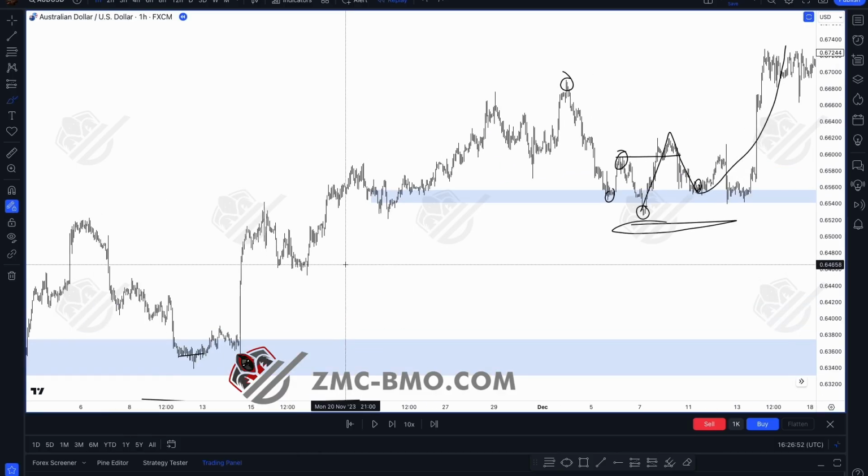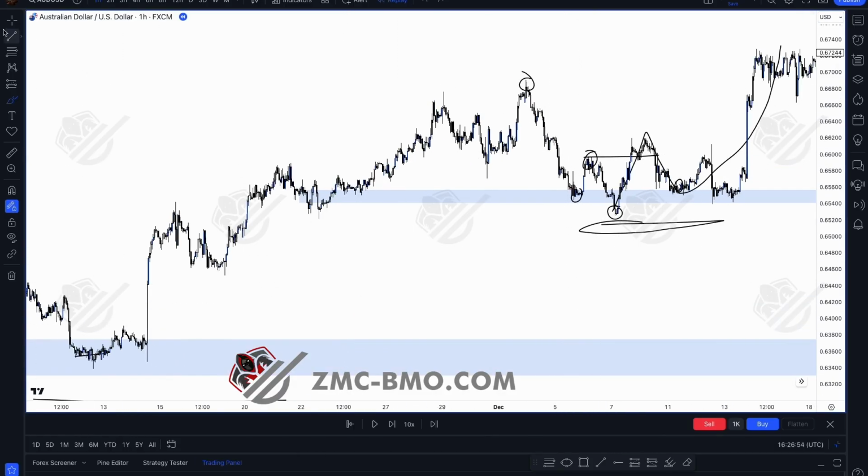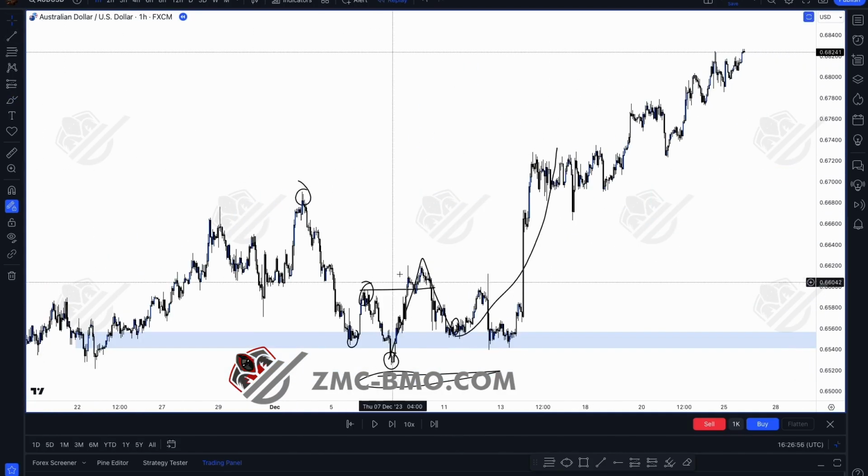Or if you want to be a bit more conservative, in this example, wait for the structural shift which happened here, wait for the pullback, stop loss below the low, hold, and then you just held it.